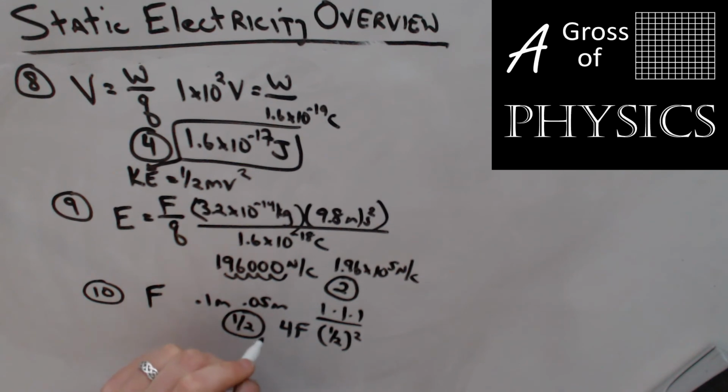And that means 4F. Now, 2 positive point charges means they repel. So the choice is going to be 3. 4F and repel, because they're like charges. Got to watch out for the 0.1. I did 1 divided by 0.05 and got 20.